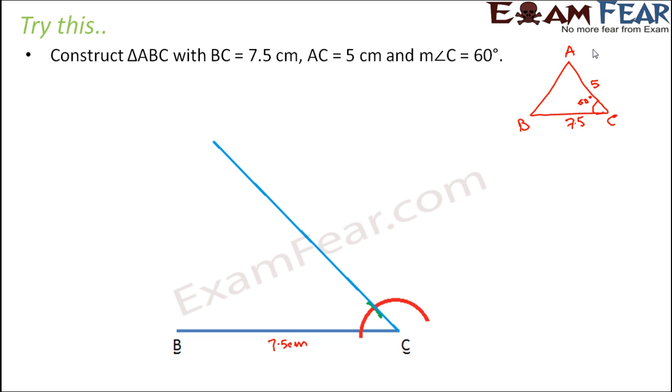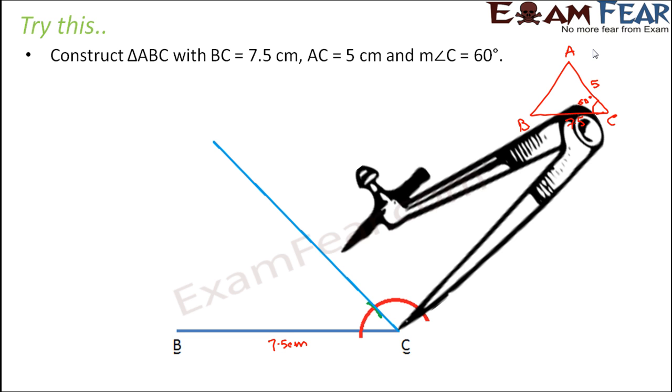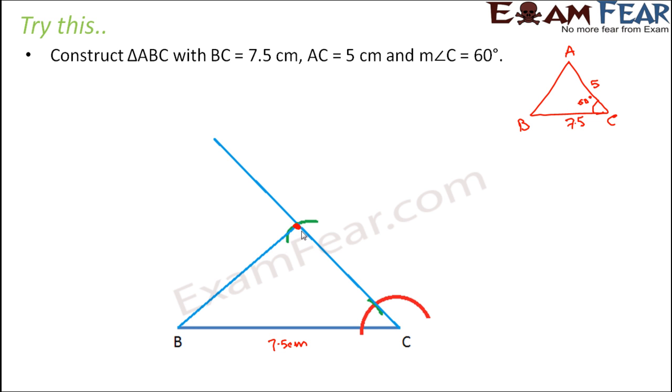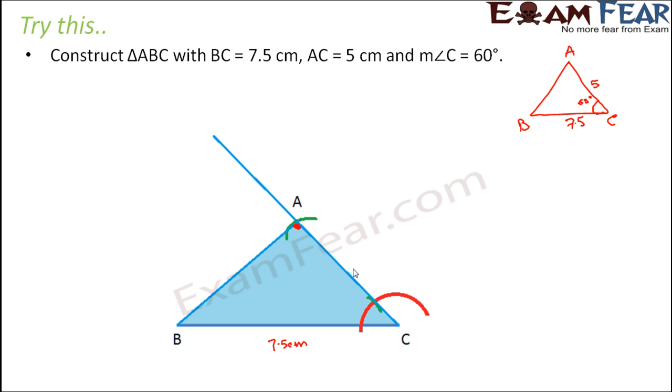We do the same thing. We take the compass, place it on a ruler, adjust its opening to 5 centimeters, and then you place it here on point C and draw an arc at a distance of 5 centimeters. This would be the opening of the compass, which is 5 centimeters. The point where this arc intersects this line is the point A, and when you join this point A with point B, you get the triangle ABC. This is how we construct this triangle. So this is your triangle.